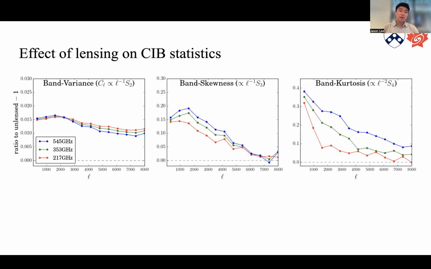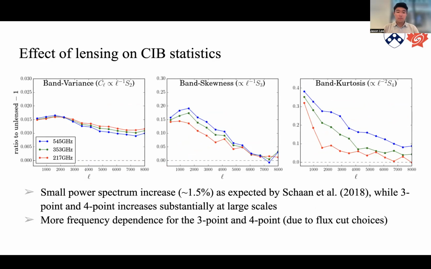And here is how lensing affects the CIB statistics. On the left, I'm plotting the quantity ratio to unlensed minus 1. You can see that the power spectrum changes minimally, about 1.5% or so, and this is as expected from previous work, while the 3-point and 4-point actually increase substantially, especially at large scales. You can also see that there's more frequency dependence for the 3-point and 4-point, but we believe this is because of our flux cut choices and not something necessarily physical.